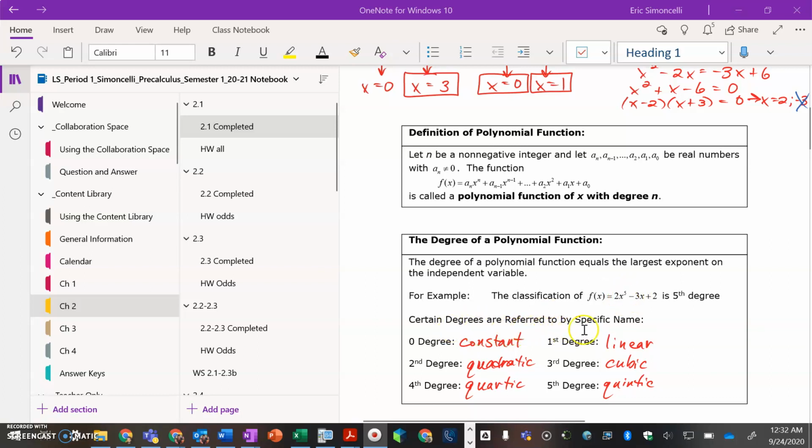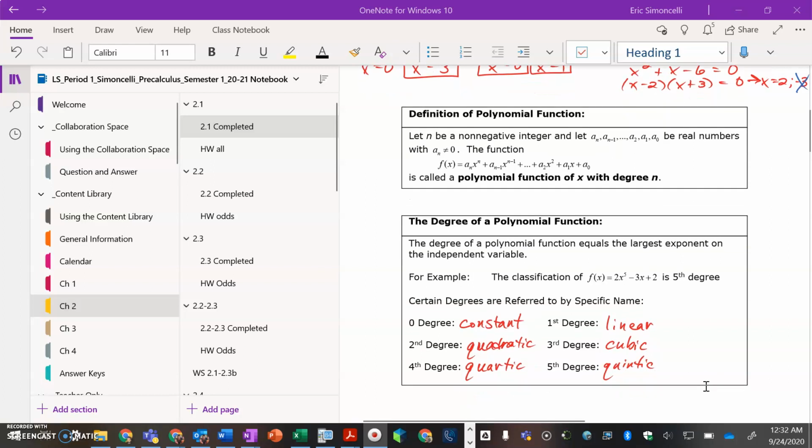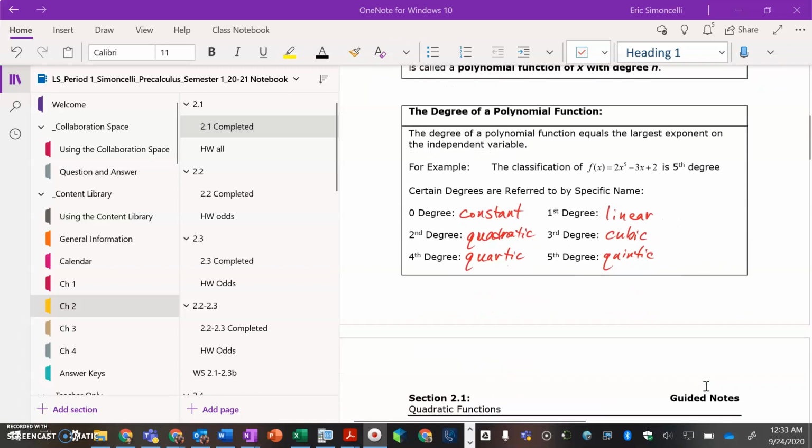Certain degrees are referred to by a specific name. So if it's a 0 degree, in other words x to the 0, or if it's just a number, because remember anything to the 0 technically is 1, we have a constant. If it's a 1st degree, it's linear. 2nd degree, quadratic, like I mentioned already. 3rd degree is cubic. 4th is quartic, and then 5th is quintic. We don't typically go beyond 5th degree naming, so keep those 6 in mind. For the most part, in most of the questions we do, you'll see that kind of general setup and naming.